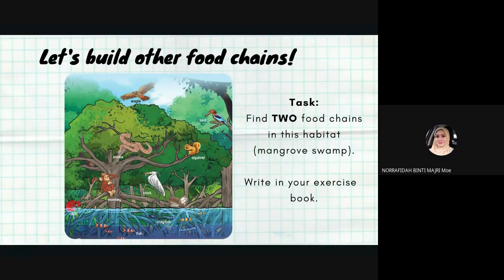Hard. Okay, now listen to me carefully. You write down fruits, and then you draw an arrow. Fruits is eaten by, choose other animals over here. Let's try squirrel. Squirrel, and then you draw an arrow again. Squirrel is eaten by snake. And then you draw another arrow. Snake is eaten by eagle.